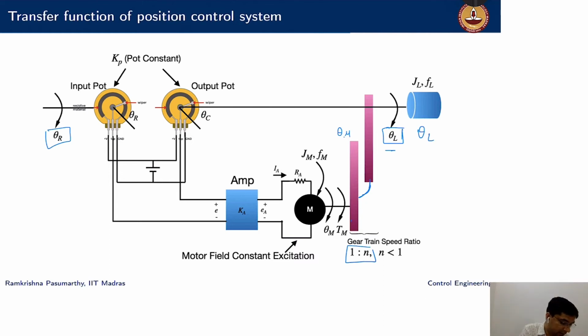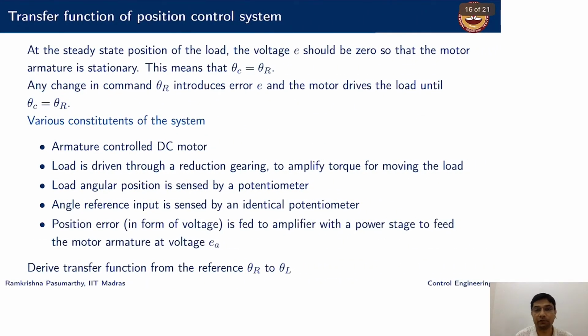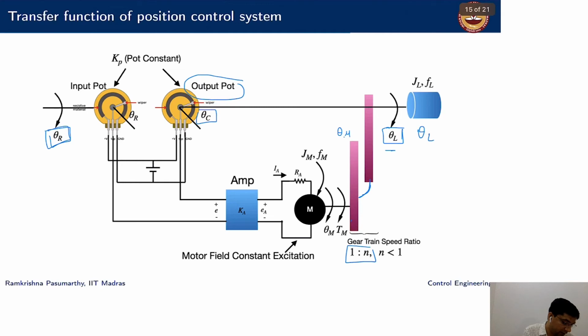This theta L is measured by a device called a potentiometer, which will convert the position into an appropriate voltage. And there's also an input potentiometer which will measure this theta r and convert it into an appropriate voltage. Okay, what is the mechanism here? What is the steady state position of the loop? In the steady state, theta L equals theta r, and there is no potential difference. The error E therefore is 0, EA is 0.